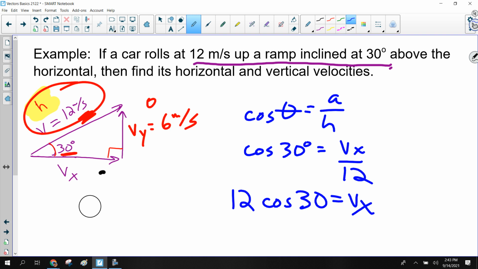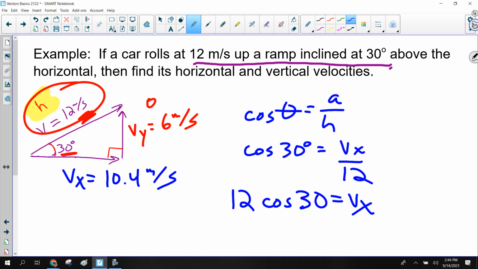And Vx turns out to be, if you punch this into your calculator, I figured it out yesterday and wasn't smart enough to write it down. Let me grab my calculator. 12 cosine 30, 10.4 meters per second. Okay. Finally, check your signs.